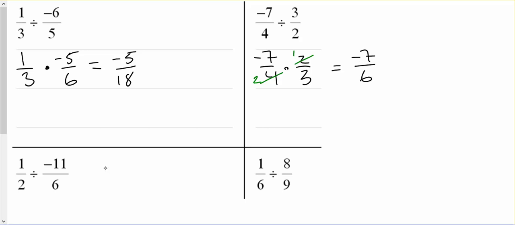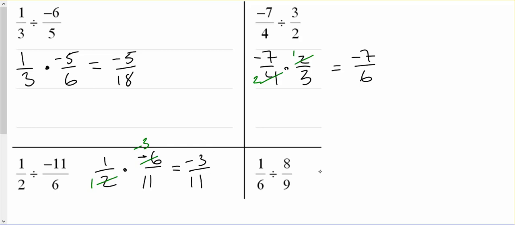Same thing here. This would be 1/2 times -6 over 11. I always write my negative sign in my numerator, just by habit. You don't have to, but you'll see it written that way all the time. Again, we can simplify here. 2 goes into 2 once, 2 goes into -6 -3 times. When we multiply straight across, we get -3 over 11.